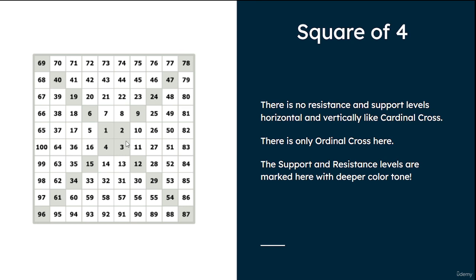There are no resistance and support levels horizontally and vertically like a cardinal cross. There is only an ordinal cross here because there cannot be two. See, there cannot be any cardinal cross in this case. The support and resistance levels are marked here in the deeper color tone, and that's why it is not very popular like Gann square of 9.